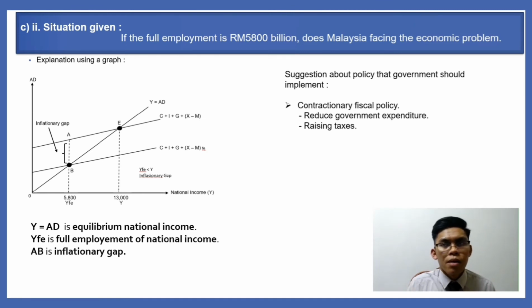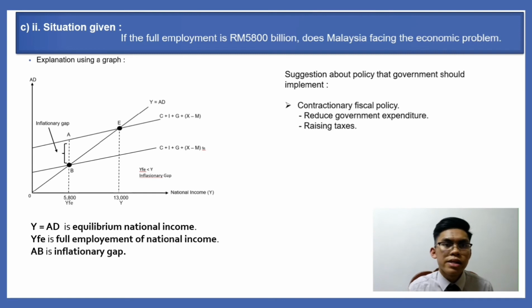Based on the graph, the national income at Y is 13,040 billion, but the national income at full employment is at point B. You can see that there is an inflationary gap on the graph, which is AB. That is the economic problem. The inflationary gap of AB will increase the general price level.